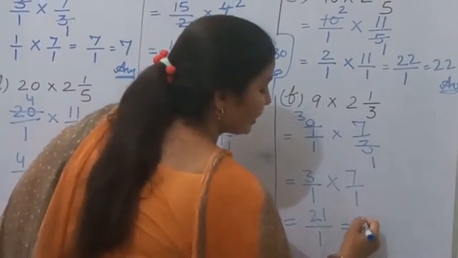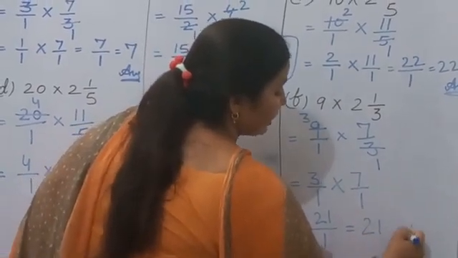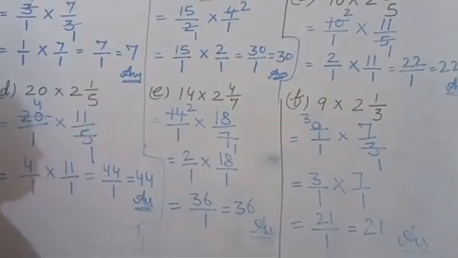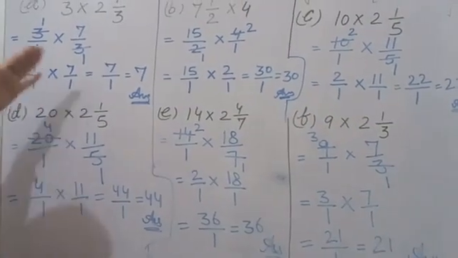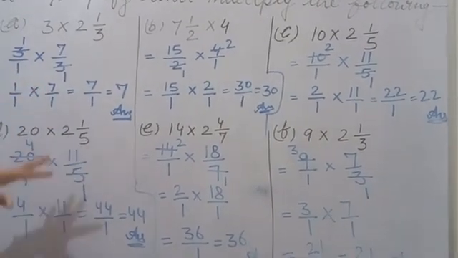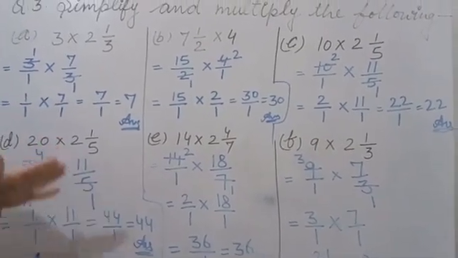21 upon 1 equals 21. That's your answer. So like this you will do question number 3. Simplify. Firstly simplify. Simplify means we should cancel whatever cancelling is there, and after that we will multiply.